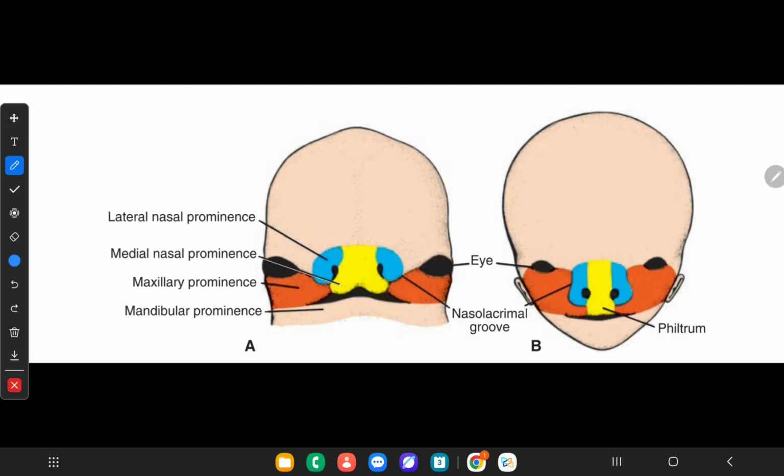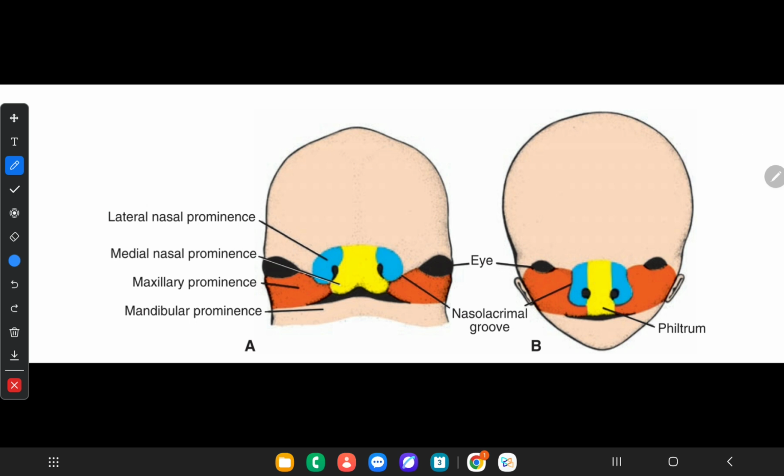So, as a summary, the structures contributing to formation of the face: the frontonasal prominence forms the forehead, the bridge of the nose, and the medial and lateral nasal prominences. The maxillary prominences form the cheek and the lateral portion of the upper lip. The medial nasal prominence forms the philtrum of the upper lip, the crest, and the tip of the nose. The lateral nasal prominence forms the ala of the nose, and the mandibular prominence forms the lower lip.